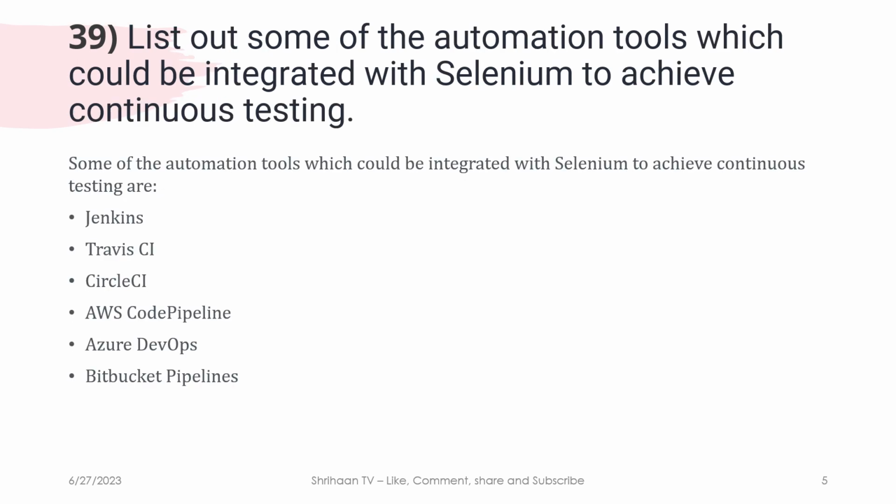List out some of the automation tools which could be integrated with Selenium to achieve continuous testing. These are some of the tools which can be integrated with Selenium to achieve continuous integration testing. What are those? Jenkins, Travis CI, Circle CI, AWS CodePipeline, Azure DevOps, Bitbucket Pipelines. And Jenkins is the most commonly used tool that can be integrated with Selenium to achieve continuous testing.